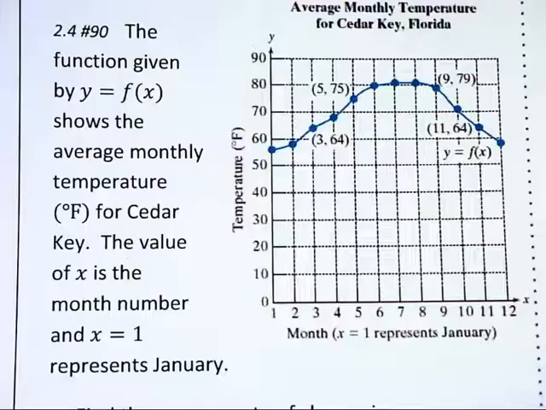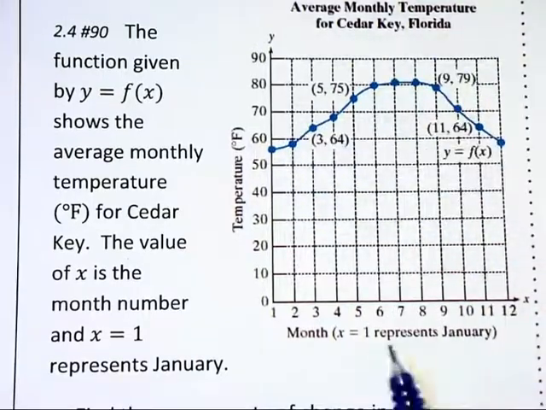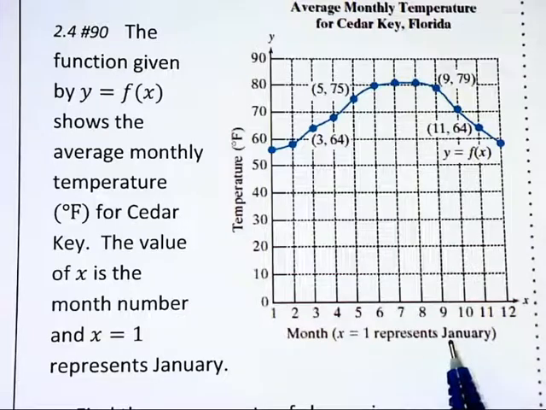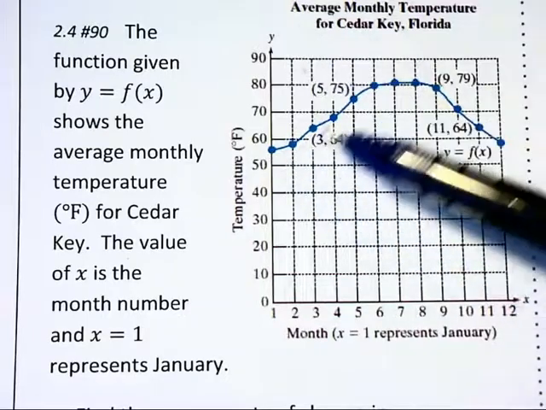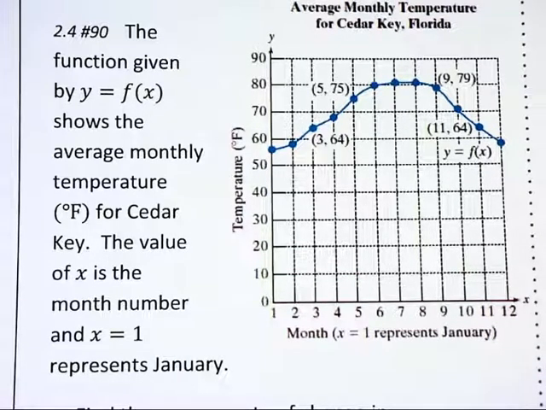Okay, we have a word problem with a graph, and it's always good to look at how this is labeled. We have temperature on the vertical axis. We have months. 1 represents January. That's pretty common for us. And we have average monthly temperature for the Keys in Florida. Okay, the value x equals 1. That's what it says there in the paragraph.